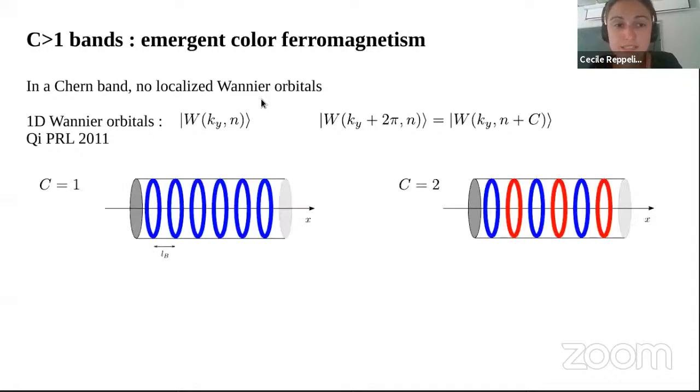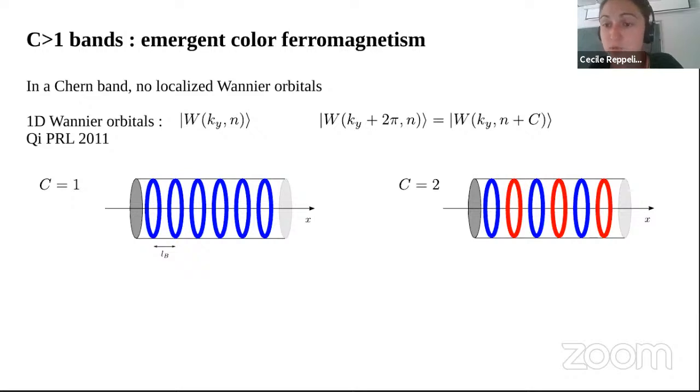So more pictorially, this is what you have in a Chern 1 band. You have one family of 1D Wannier orbitals in blue. And in a Chern 2 band, you can define two families, the even ones and the odd ones. As you do this operation, every time that you add 2 pi to ky, you're going to jump, but you're always going to stay in the same family. So you're going to, for example, jump from this blue one to the next blue one, and never go to the red one. So we can really decouple these two families of states.